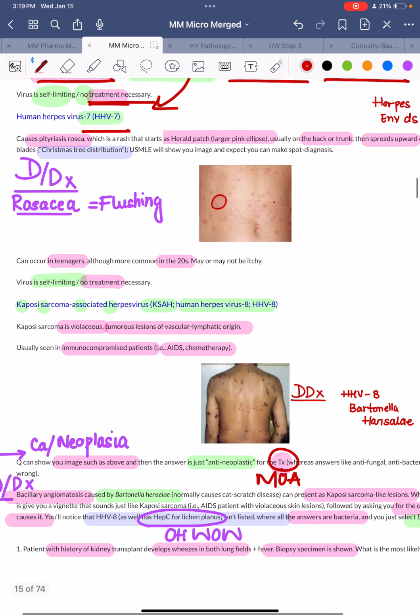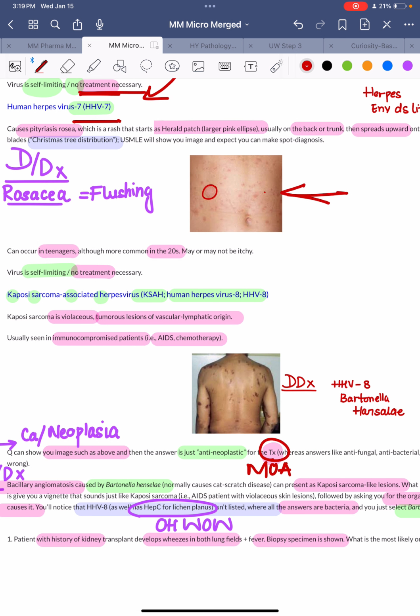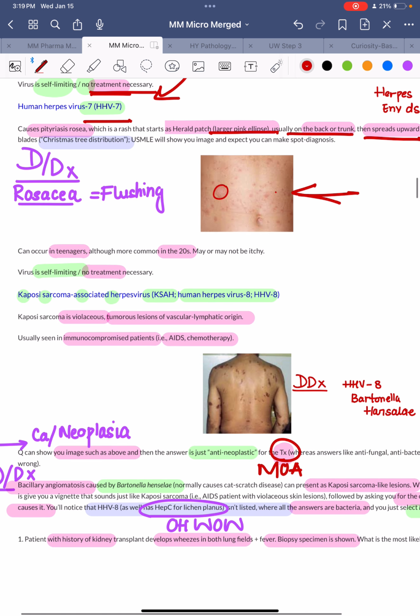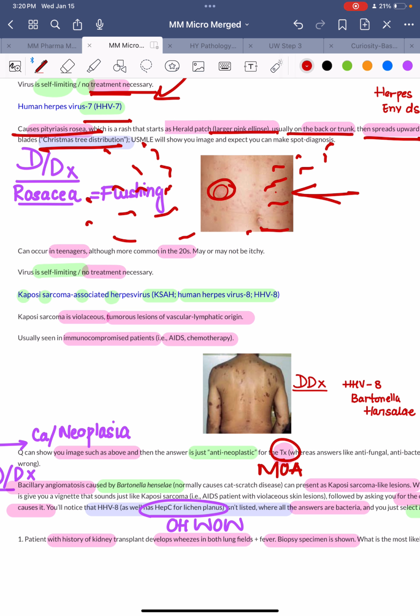Next off, if we are shown this picture in which there is a large pink ellipse, right, on the back or the trunk that spreads upward in a Christmas tree distribution. So this is the first ellipse or oval macular rash that he develops, and then he develops further rash moving away from that particular rash in a Christmas tree distribution. Then the diagnosis will be pityriasis rosea, and the particular virus implicated in it would be HHV7.